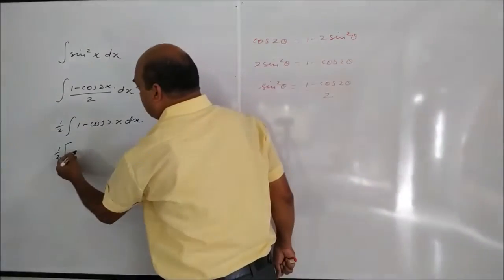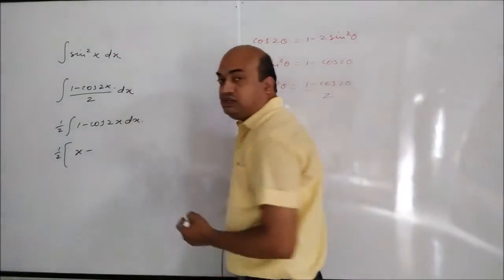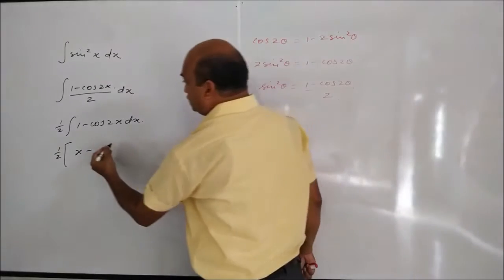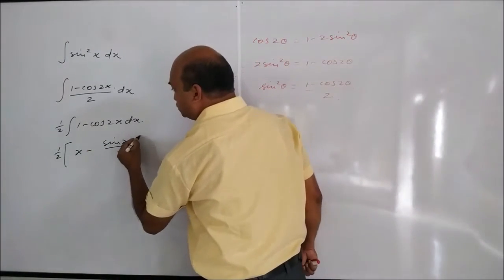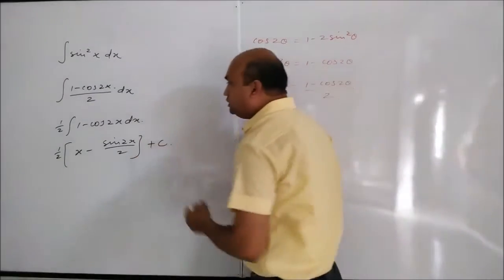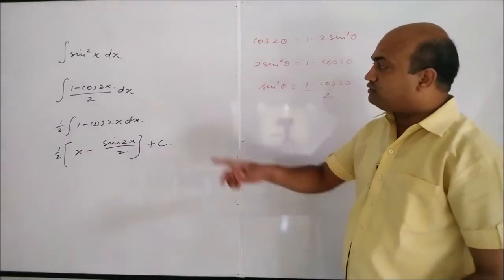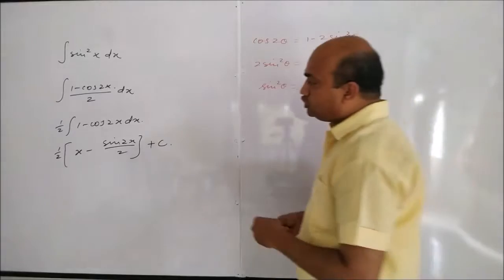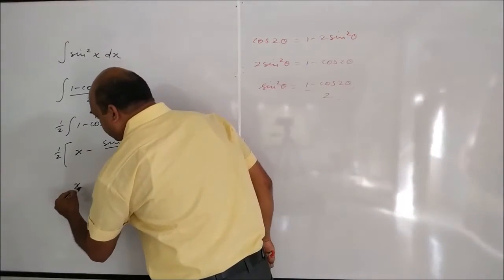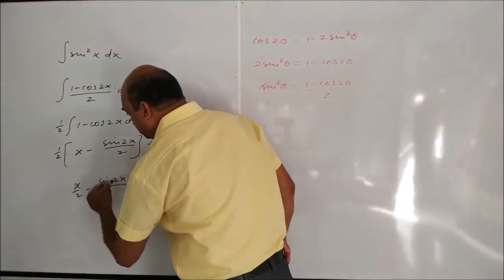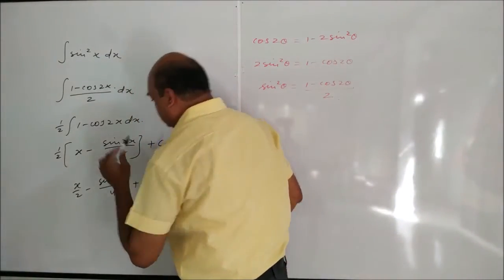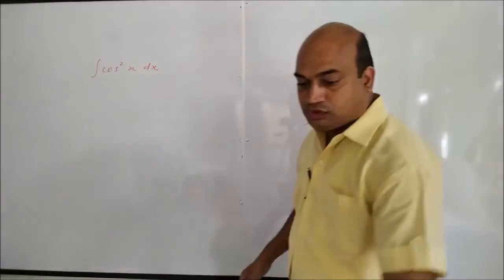Integration of 1 is x, minus integration of cos 2x, which is sin 2x by 2, and we add a constant c. Integration of cos 2x is sin 2x by 2. So it will be x by 2 minus sin 2x by 4 plus c, the final answer.